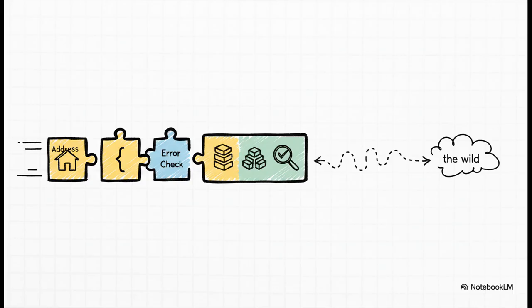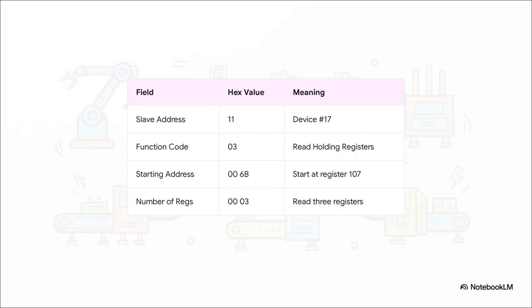So we've seen all the individual building blocks, right? The address, the function, the data, the error check. What does an actual Modbus command look like when you put it all together in the wild? Okay, check this out. This is a query taken right from the guide. The master wants to read a sensor value from slave device number 17. So the slave address is 11 in hexadecimal, which is 17 for us humans. The function code is 03, that's our read verb. Then the data field specifies the rest. Start at register number 108, that's 006B in hex, and read a total of 3 registers. See how that works? It's a super precise, incredibly compact, and completely unambiguous command.